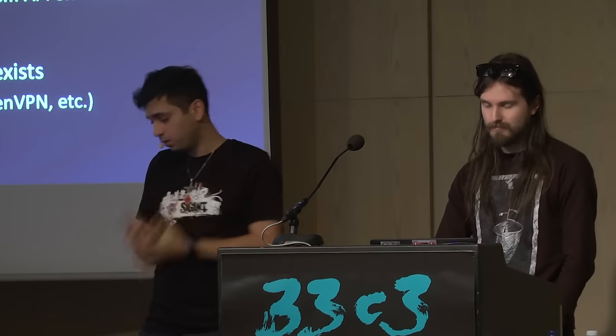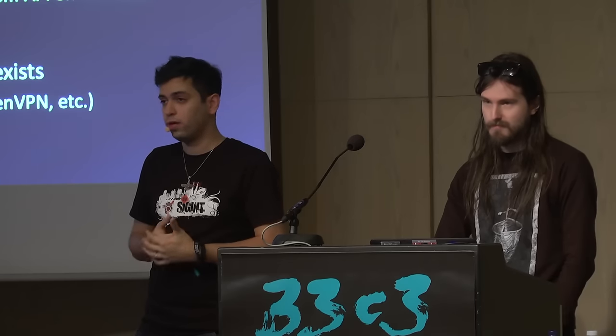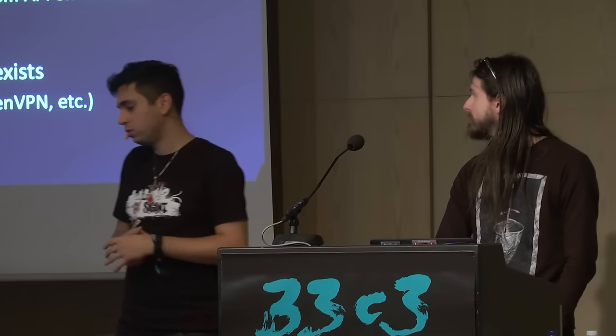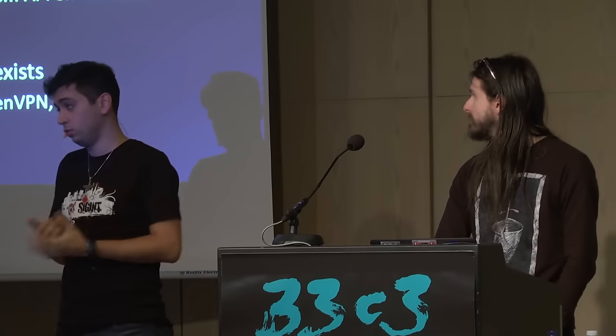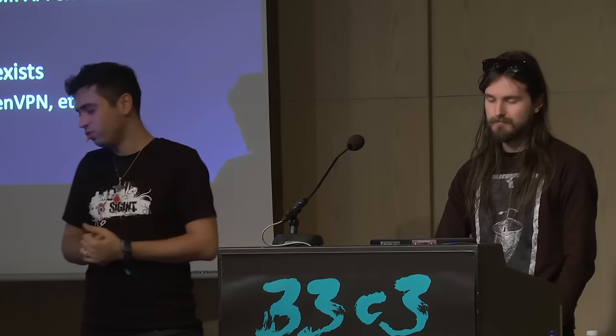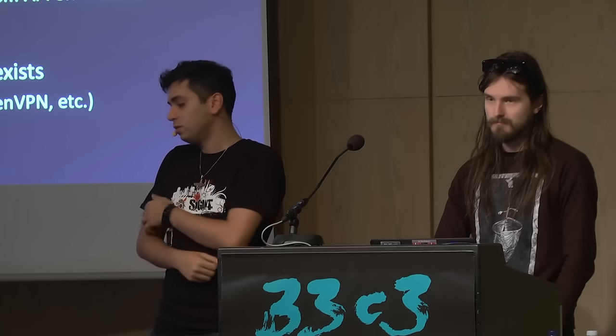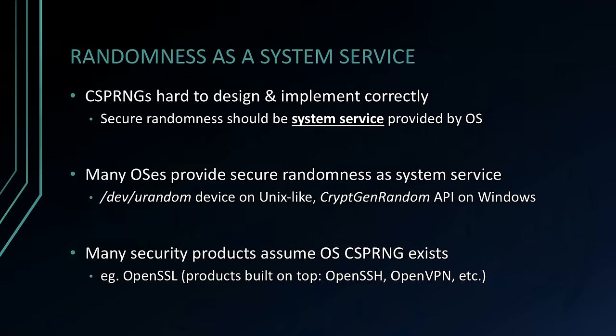And therefore, we believe that secure randomness should be provided as a system service, because it's hard to implement, and of course, people make mistakes later if you don't. Many OSs already provide such secure randomness as a system service. For example, you have /dev/urandom in Unix-like systems, or the CryptGenRandom API on Windows.